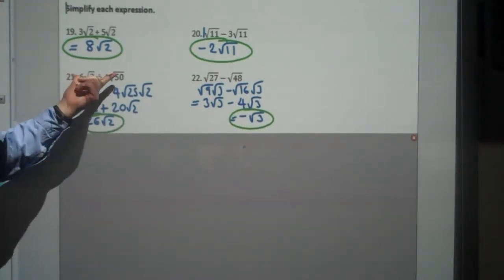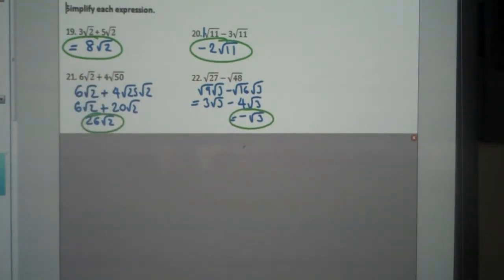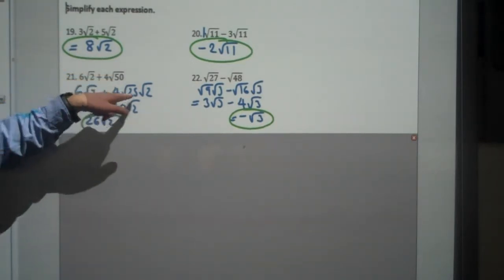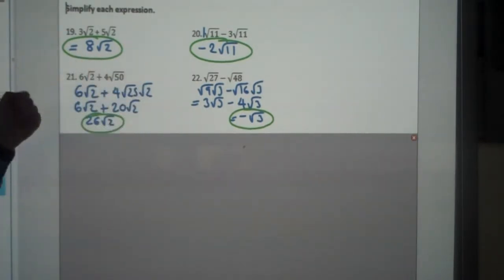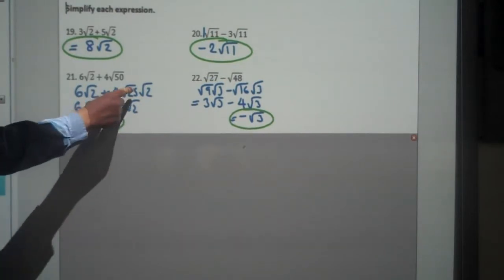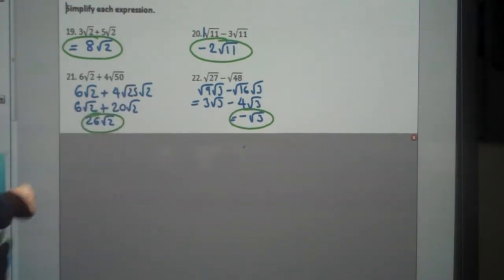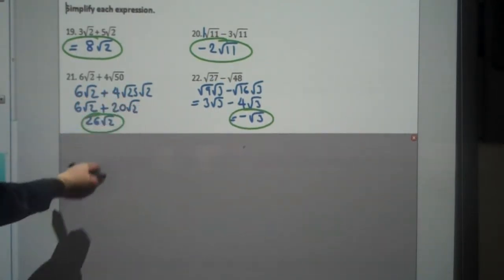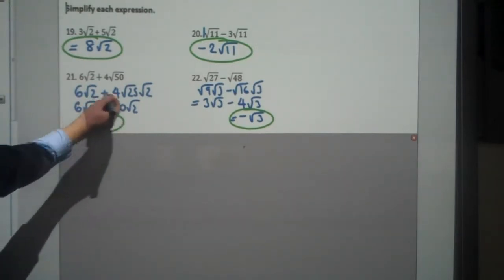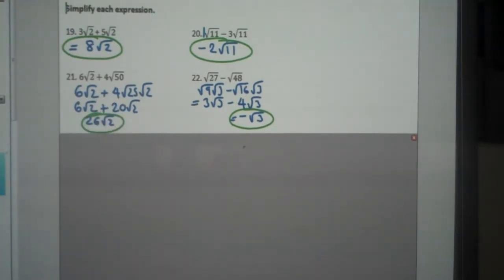radical 11. We can't add these ones together straight away because they're different radicals, but if we simplify the 50 into 25 and 2, square root of 25 is 5, times by 4 gives us 20, and now they are like terms, they're both radical 2, so how many? 6 add 20 is 26 radical 2.